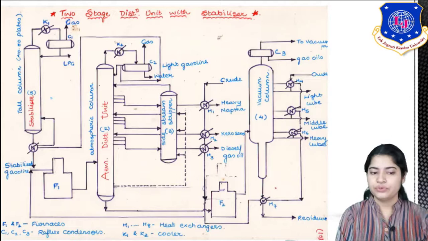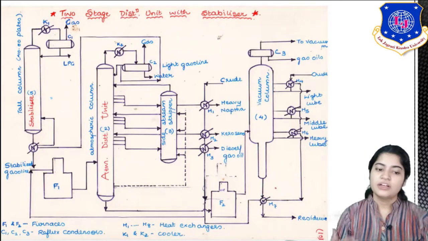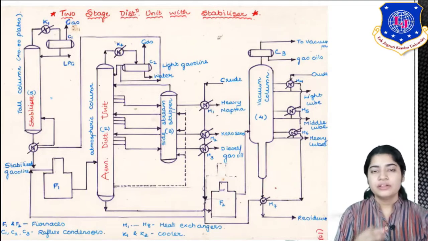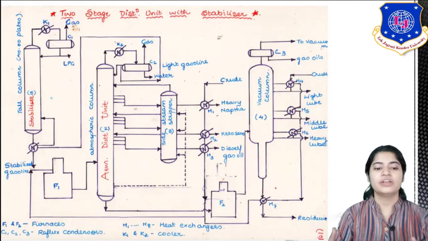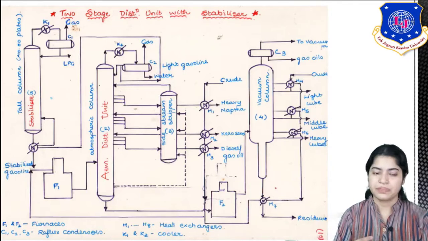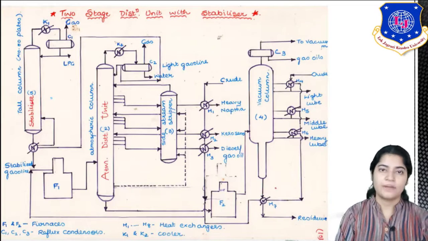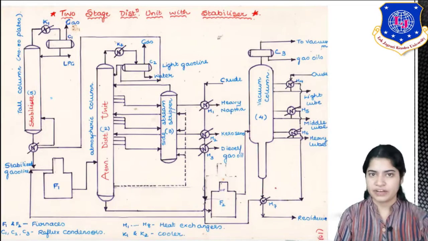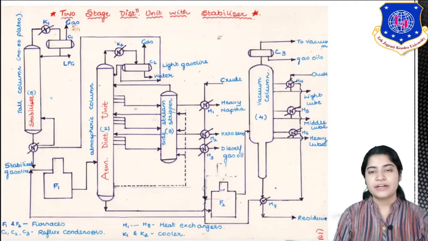Again back to ADU, you can see you are taking out your various fractions, sent to the stripper column. Now how are you stripping it out? The bottom part of the fractions of ADU is used for stripping purpose. Your light fractions are again stripped out, sent back to the column, and hence you get your various fractions like heavy naphtha, kerosene and diesel oil. That was about ADU.